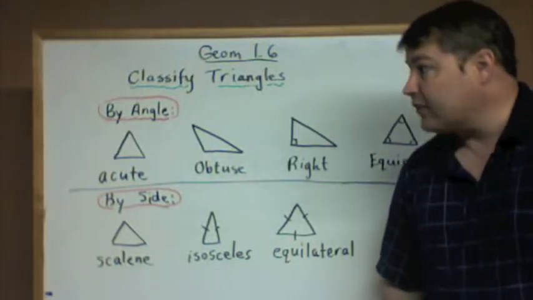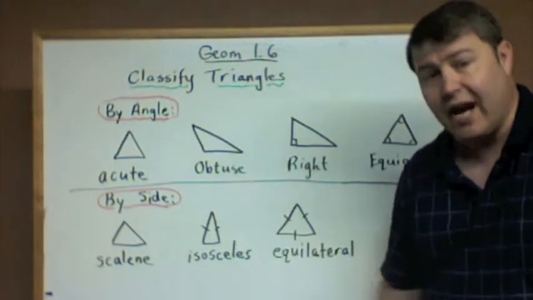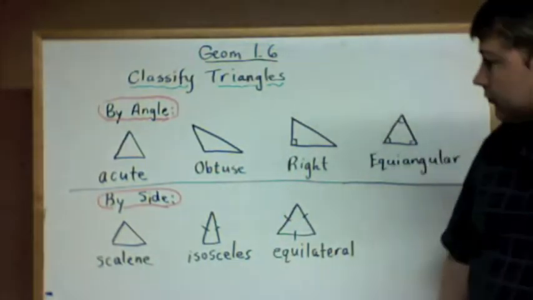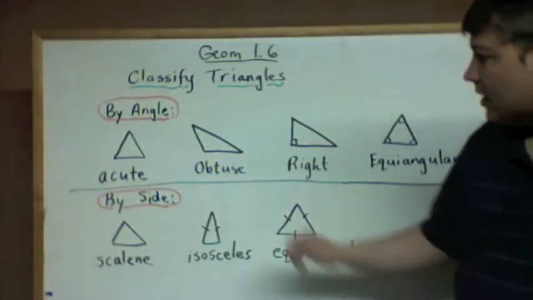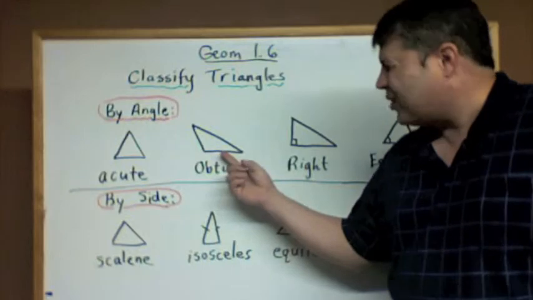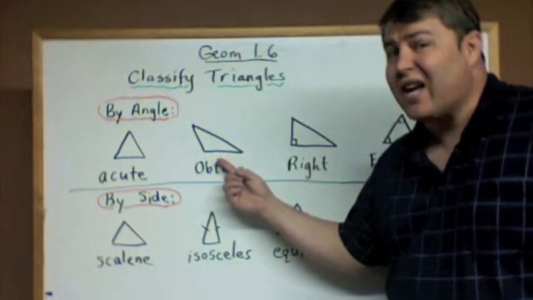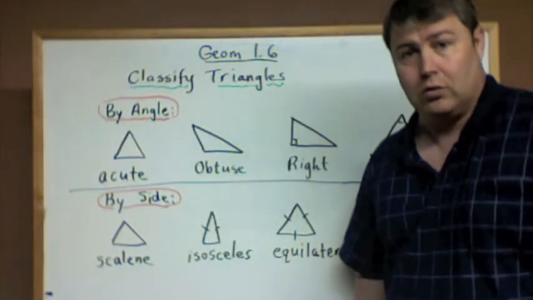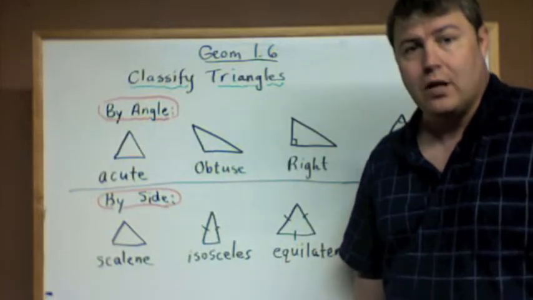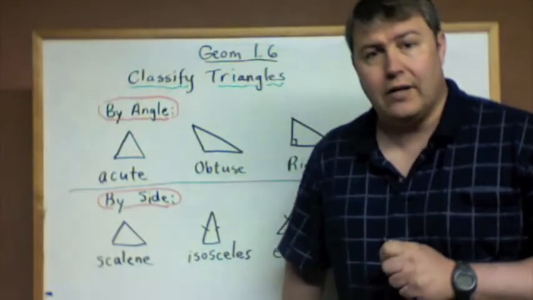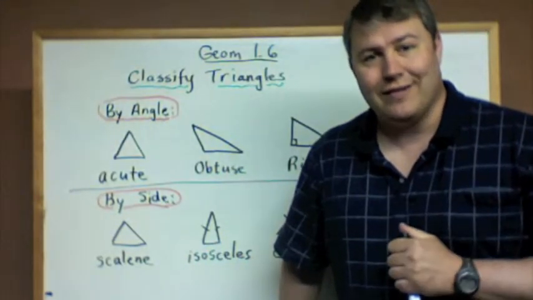Now, you can classify triangles by angle, by side, or sometimes by both. For example, if I look at this obtuse triangle right here, it's obtuse, but it also looks like no two of the sides are equal. So that would be an obtuse scalene triangle. All right? So there's the explanation of your note card. And next we'll do some examples.